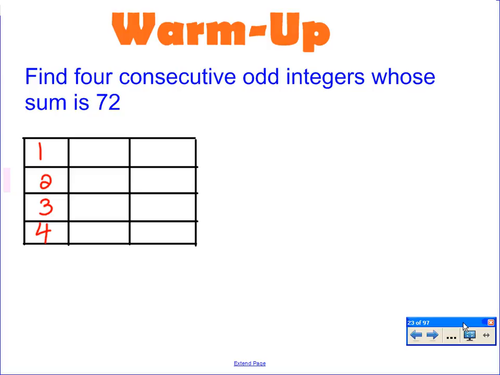Sage, what's the first one? Good job. Zach, what's the second one? Good. Heather, what's the next one? Good. Will, what's the last one? Good job. Does anyone have any questions on how to set that up? How to determine what an odd integer is?